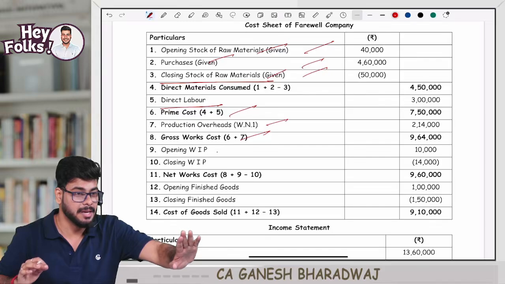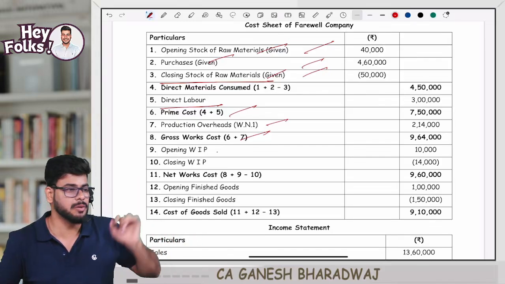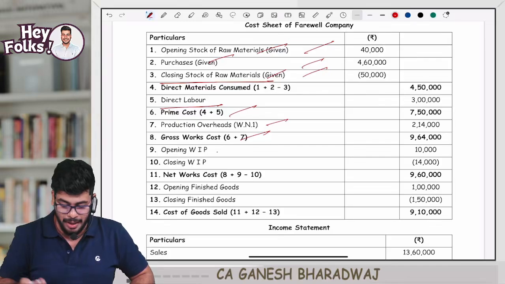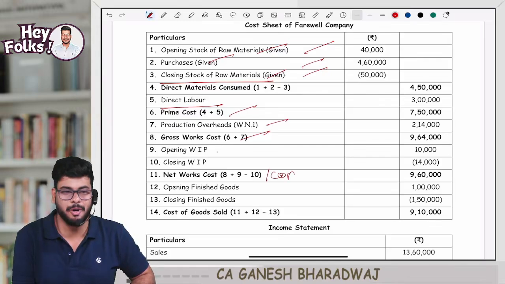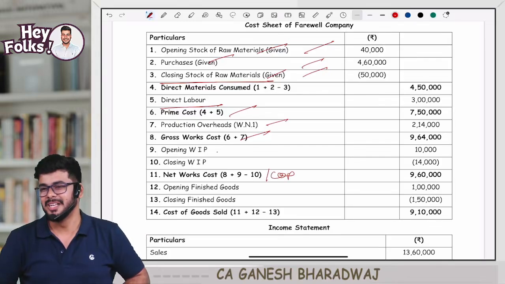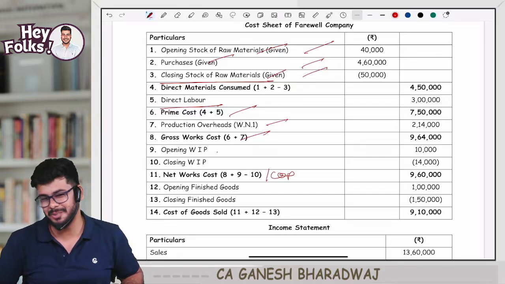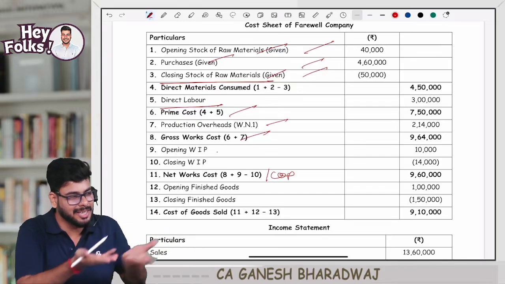Now wait. As per the new format of cost sheet, 4 additions, 1 deletion, right? Now it is not there in the question. So I can also call this cost of production. I'm bypassing it. We are still in the new format only, but the figures are not given. What will we do? Don't think I'm in the old format. It's not given, so what will we do?